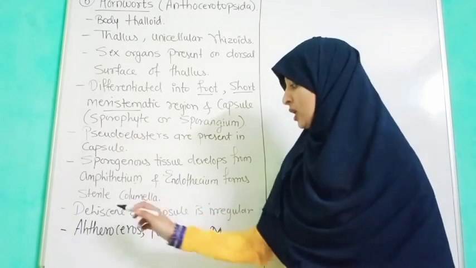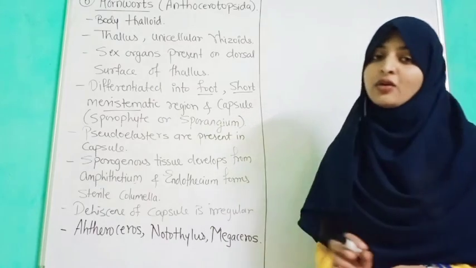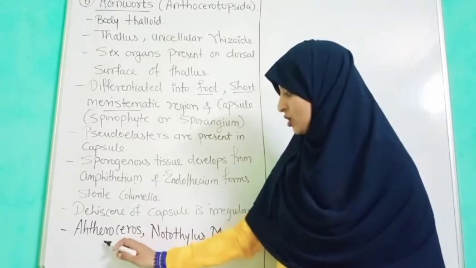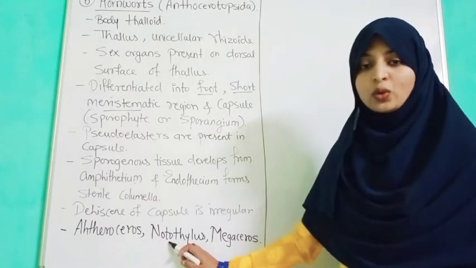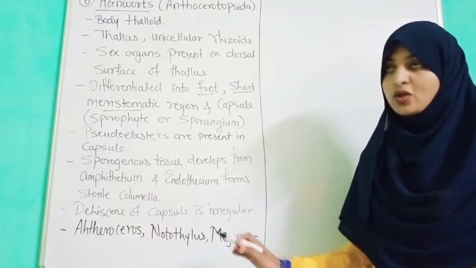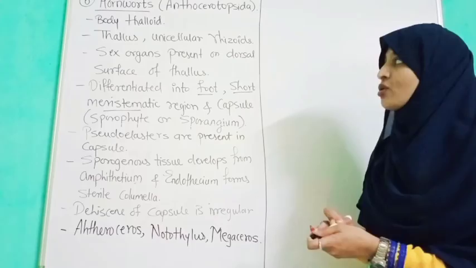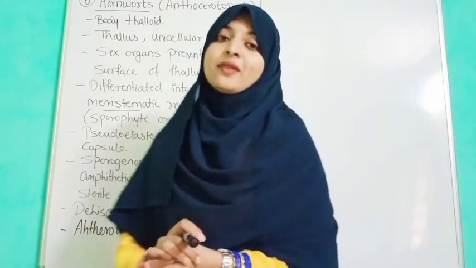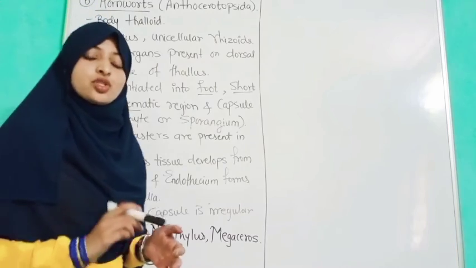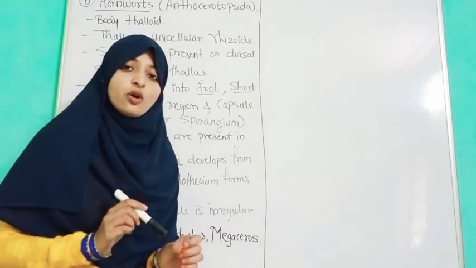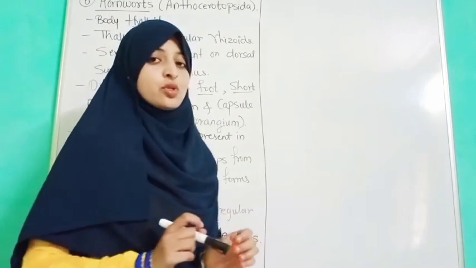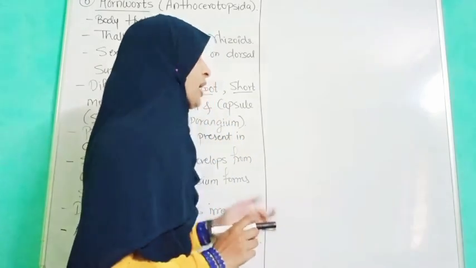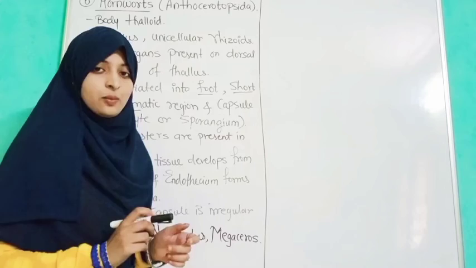Dehiscence means opening. Dehiscence of the capsule is irregular, and they have given examples such as Anthoceros, Notothylas and Megaceros, which belong to the Hornworts, or Anthocerotopsida. They have told that asexual reproduction is just by means of budding, meaning they reproduce asexually by forming buds, and sexually by antherozoids and egg cell.